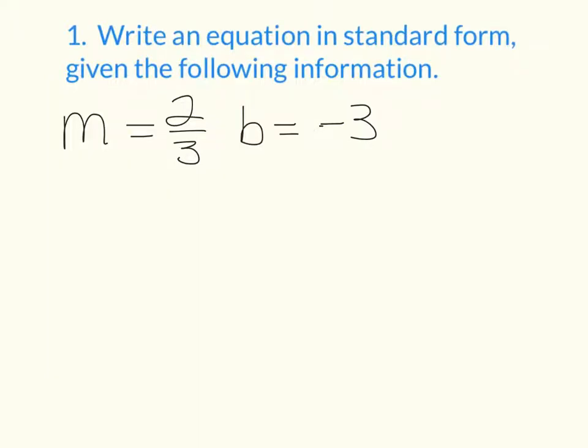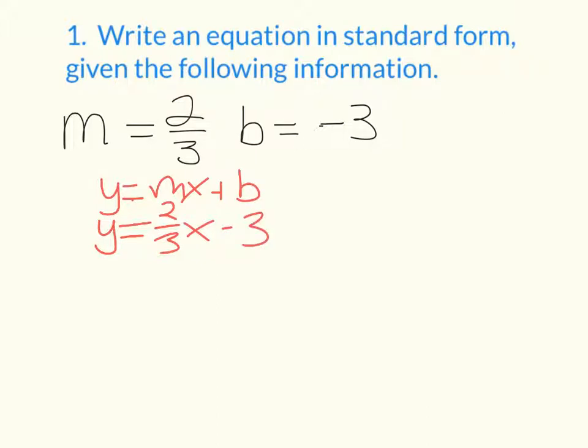Our first problem is where we're given the slope and the y-intercept. If we know this, we know that we're going to plug it into y equals mx plus b form. So we have y equals 2/3 x, and then b is -3.